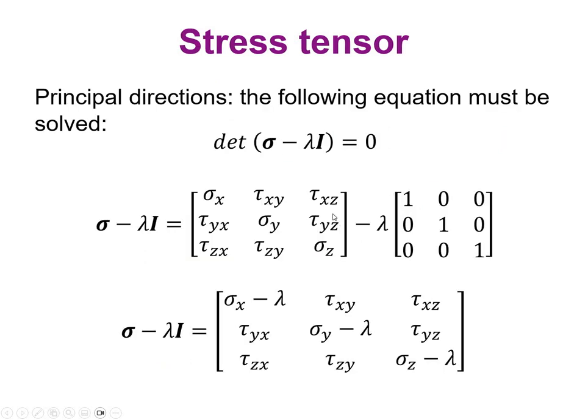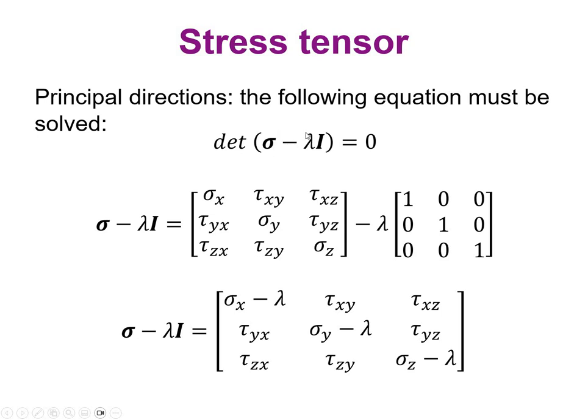So in order to calculate these principal directions and these principal stresses, what we deal with here is basically the eigenvalue problem. So in order to determine these principal stresses and principal directions, we need to resolve the problem of eigenvalues and eigenvectors. To do that, we have to resolve the determinant of this expression in here.